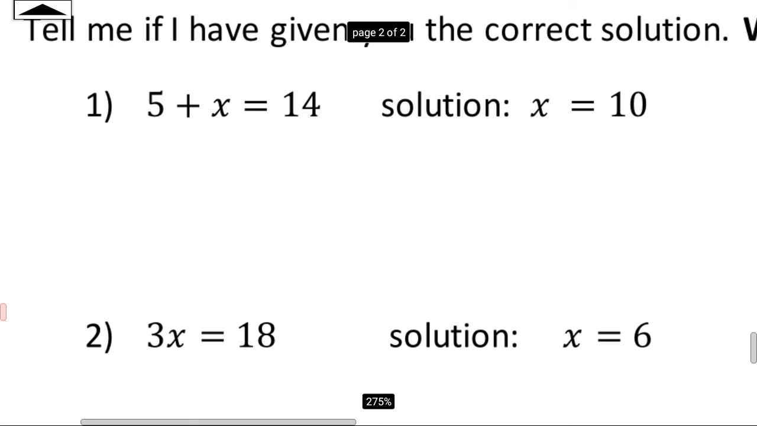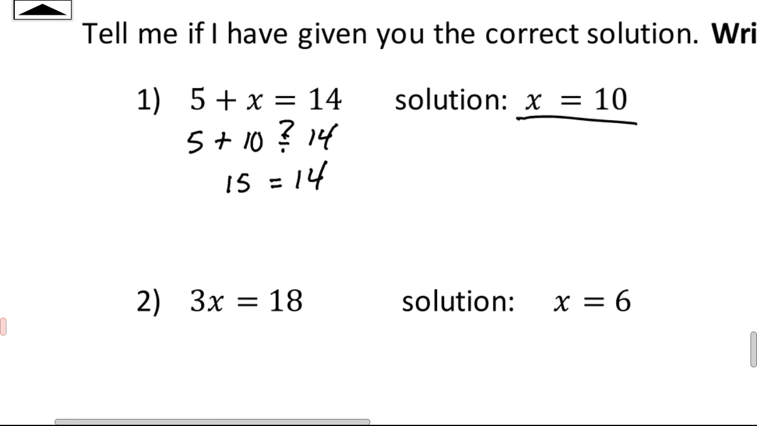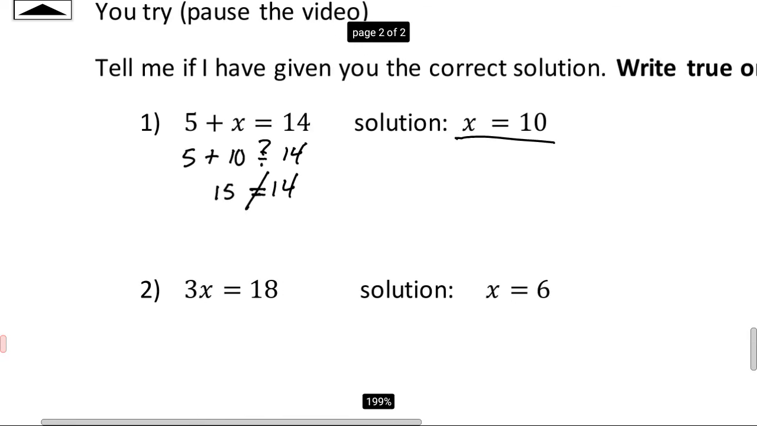So we can actually prove it. If I said the solution for this is 10, you should be able to prove it to me using one of those two methods. The first method is actually just to plug it back in and try. So 5 plus 10, we're going to try to figure out, does that equal 14? It's kind of like we're not sure yet. It's a question mark. Well, 5 plus 10 is 15. Does 15 equal 14? Oh, it does not equal. Does that mean there's no solution? No, it just means that 10 is not the solution.